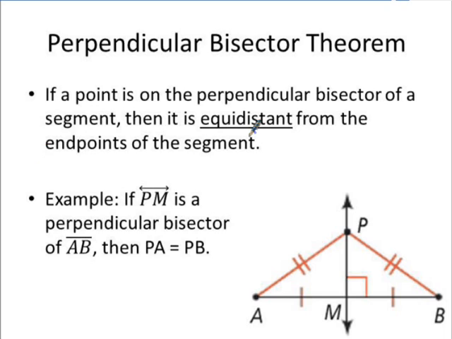The perpendicular bisector theorem says if a point is on the perpendicular bisector of a segment, then it is equidistant from the endpoints of the segment. Okay? If PM is a perpendicular bisector of AB, then PA and PB are the same. That's all we're saying: if this is a perpendicular bisector, then this point is equidistant from the endpoints of the segment.